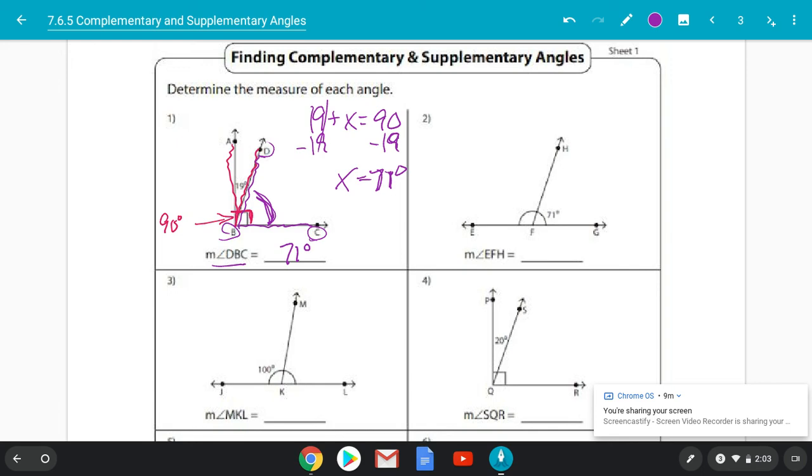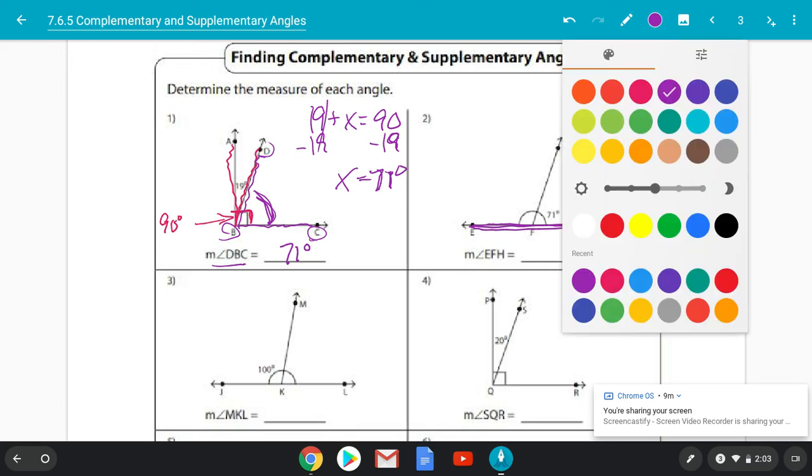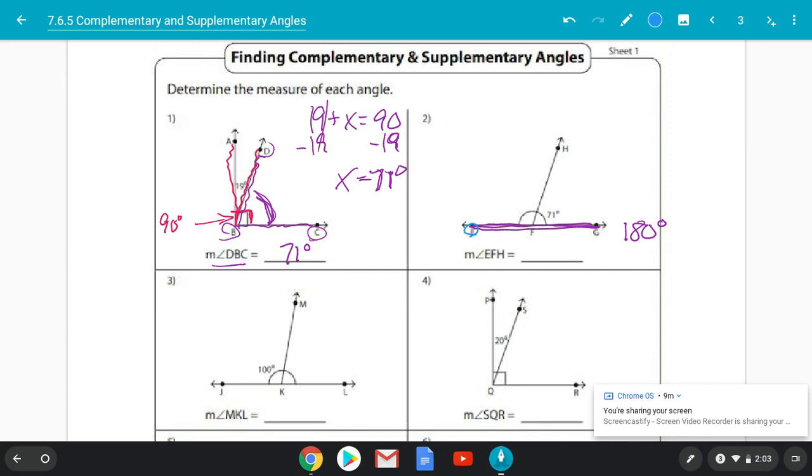All right, in question number 2, I look at how this line here is given to me, and I know that for a straight line, this is going to be 180 degrees. These are going to be supplementary angles, right? So a straight line forms supplementary angles. So we're looking for angle EFH. So E is here, going to F, going to H. So that's this one right here.